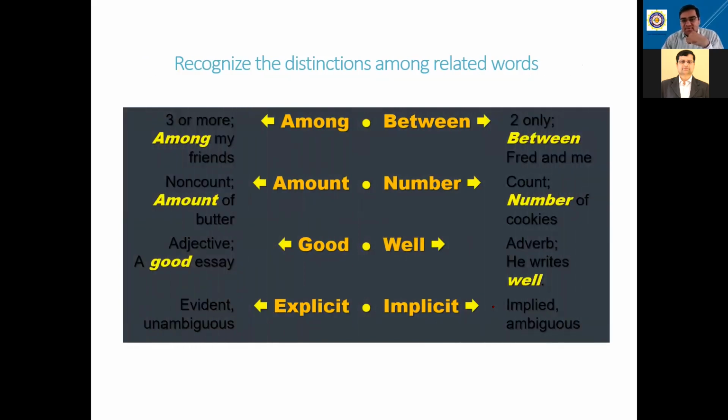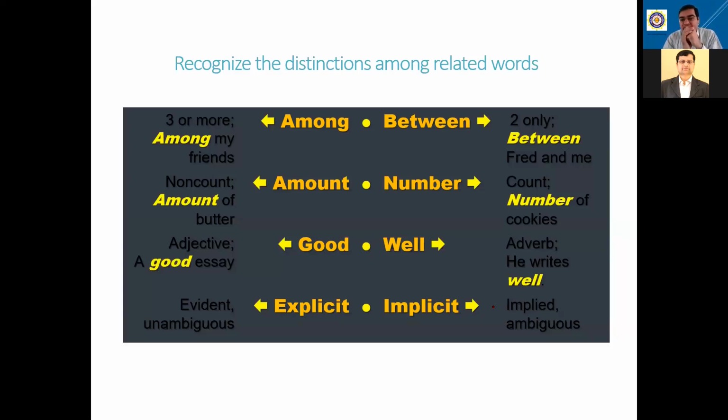Next, just check the screens, right? These are all. So where to use among and where to use between. There is always a confusion between among and between, right? Next is about the amount and number. If we can count, then we should use number. If that is not countable, then we use the word amount. For butter, we will use the word amount.